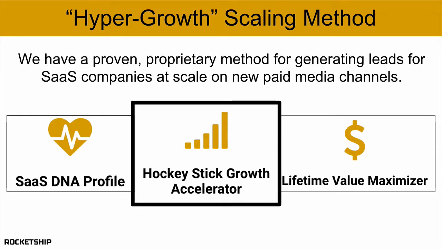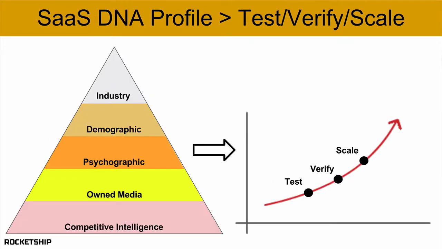In this video, I'm going to show you how we take the target audiences we research in the SaaS DNA profile and target them on new paid media channels so you can generate more leads, trials, and demos for your SaaS. In the SaaS DNA profile, we already identified our target customers' industry, demographics, and psychographics. Now it's time to find the most cost-efficient channel to target those characteristics of our ideal client profile. We do this by testing different channels, verifying the test results, and then scaling what works.